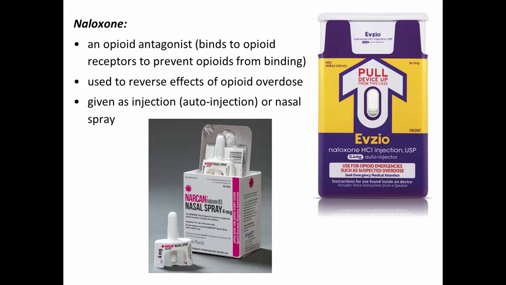You can give it as an injection, so it is available as an auto-injector, or even a nasal spray. And so you'll find some of these naloxone kits around the community. You'll find several of them around the college, so they're located in places like the Students Association, security, the health office, counseling centers, so they have them in various places in the college.